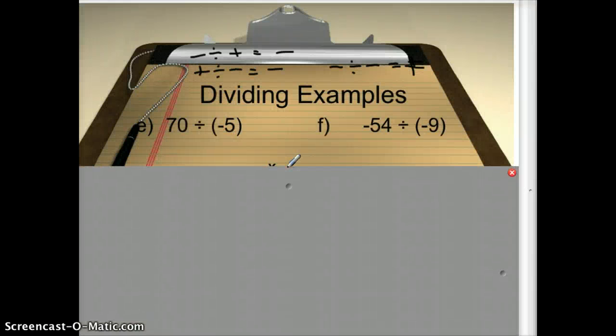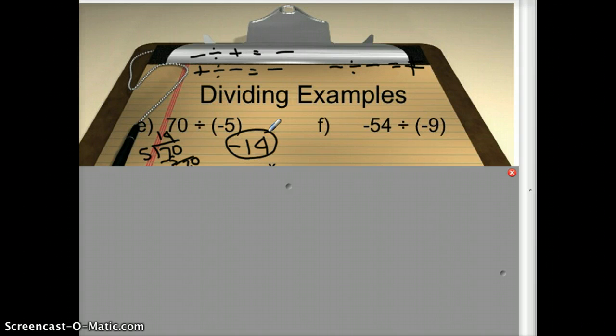Okay, so the first one, 70 divided by negative 5. So you might have to do a little division. If you don't know that, 5 goes into 7 once. And then do you remember this? You subtract, and that's 20. 5 goes into 20 four times. So it's 14, but we need to think of our sign. It's a positive divided by a negative. That's going to be negative 14.